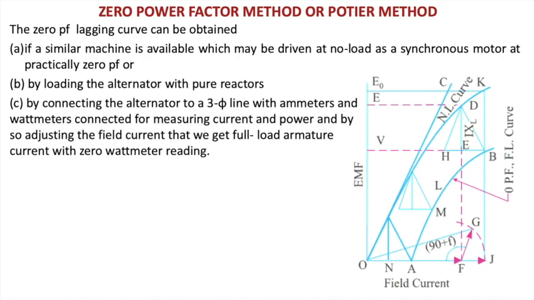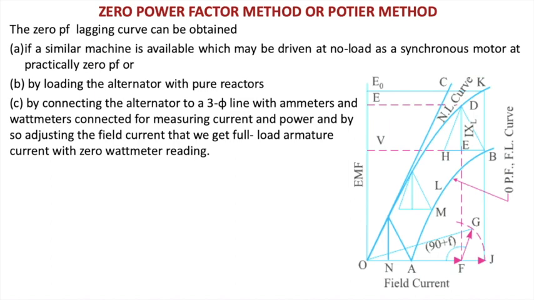Or we can also apply this in the labs by connecting the alternator to a 3-phase line with ammeters and wattmeters connected for measuring the current and power, and by adjusting the field current such that the total wattmeter reading is 0. Because this is a 3-phase method, the 2 wattmeter method will be used, and 0 for the measuring of the reactive power. Your W1 should be equal to minus W2, so that W1 plus W2 is equal to 0.